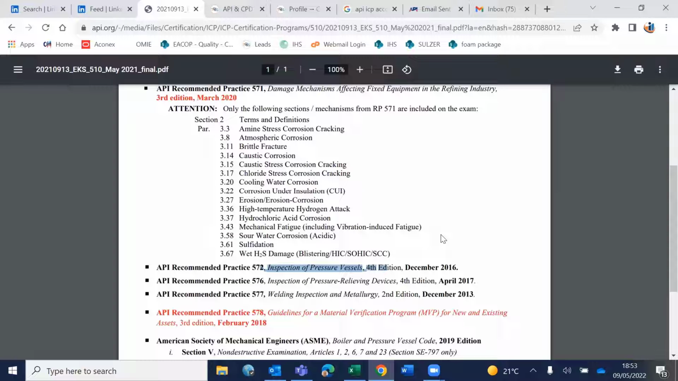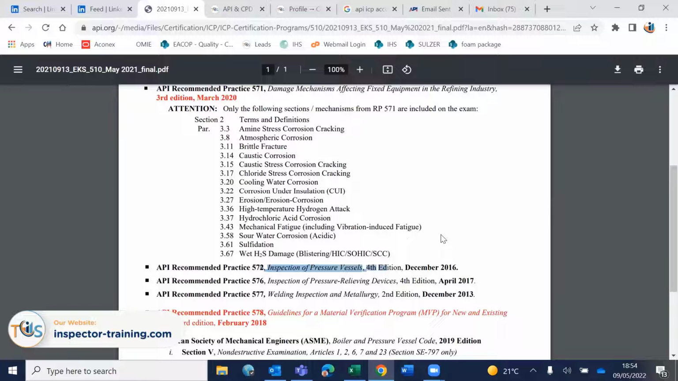So don't worry. I mean, if you're on the right track, look, you don't need to study 571 extensively. Obviously, you need to know like 13, 14 damage mechanisms, very basic. But 510, 572, you study really good. 576 pressure relieving devices, you should know the different types of pressure relieving devices, you know, diaphragm type, governor type, weight loaded, spring loaded. What is the difference between pressure relief and pressure safety valve? That sort of thing you should know.